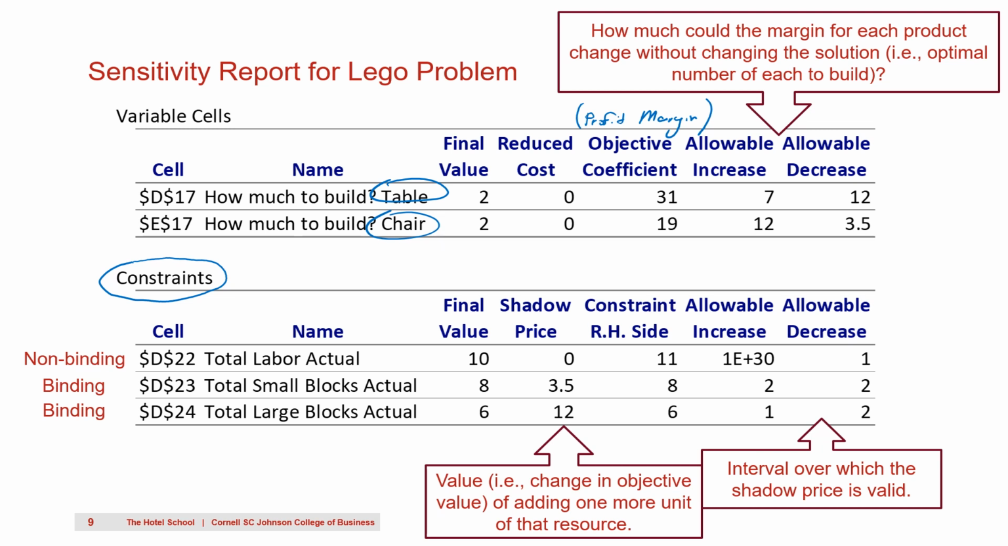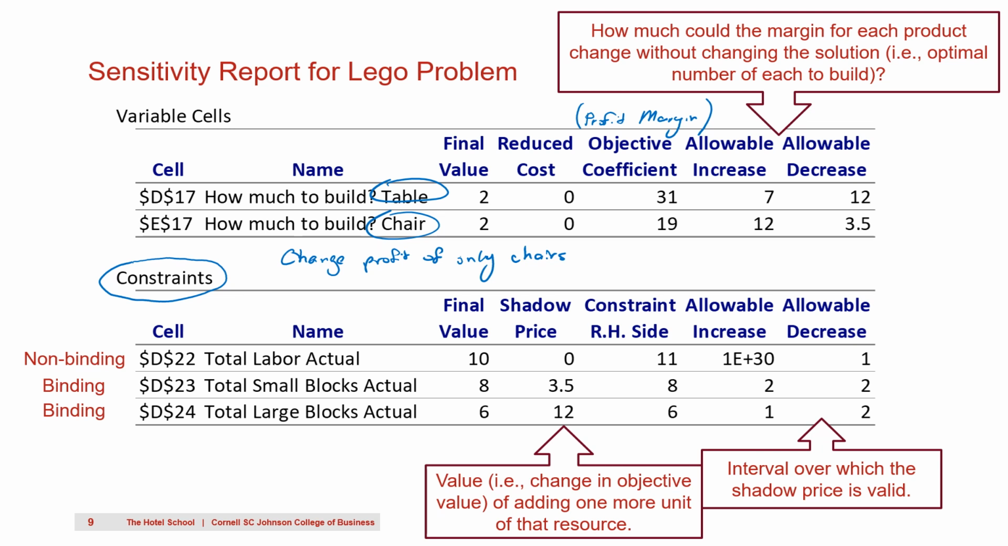You can only take these one at a time. You can only change it for one, either tables or chairs. You can't change them simultaneously for this to be valid. But let's say we're changing the profit of only chairs. It is $19. $19 is our base case.